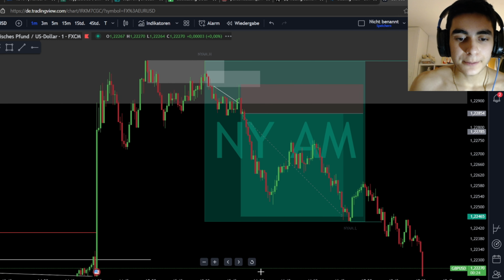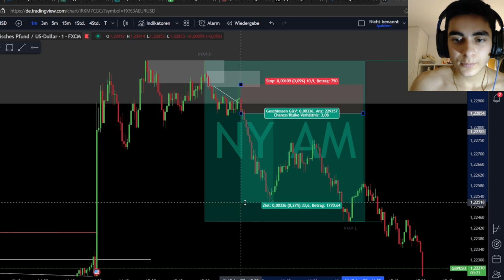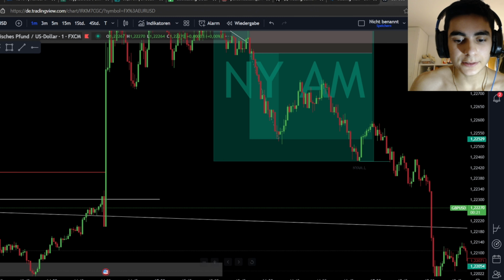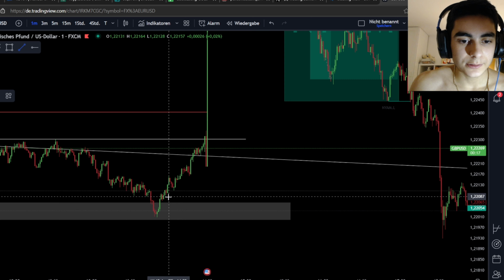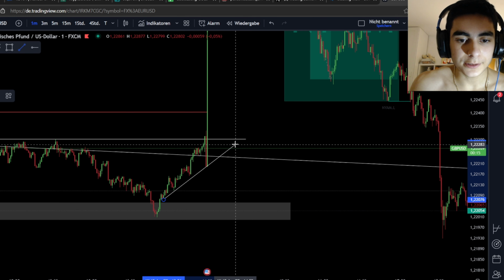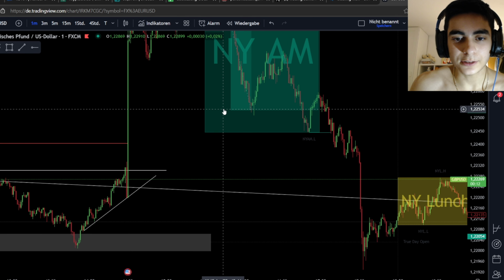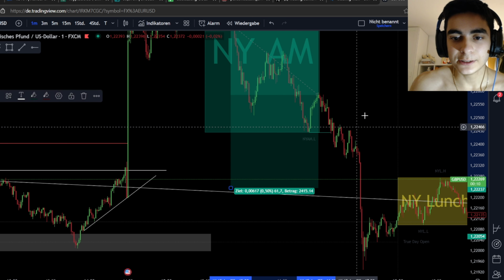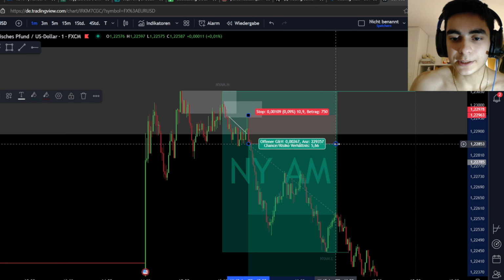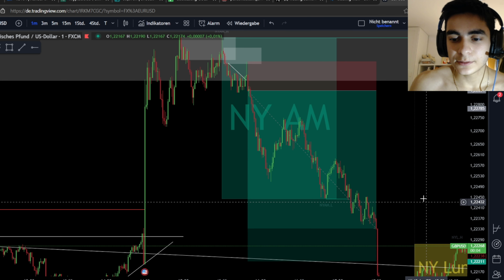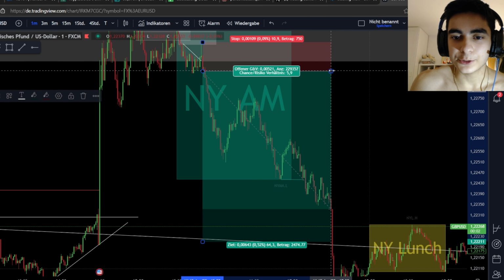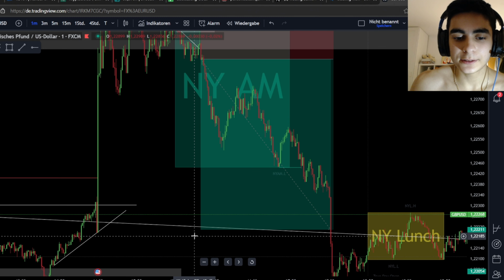Yeah, we could aim for a 1 to 3, which would be easily hit, but here again, this build up here, I think it's just gonna aim for those. So if you wanted, you could trade like this and aim for a 1 to 6 risk to reward.